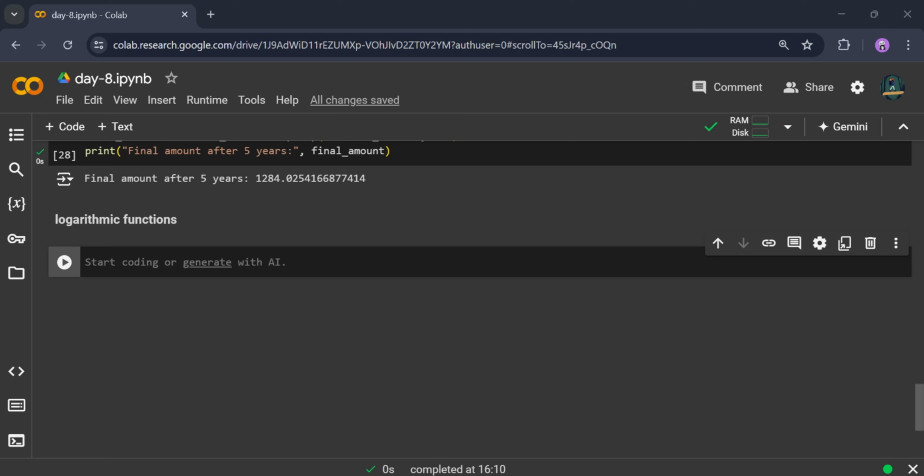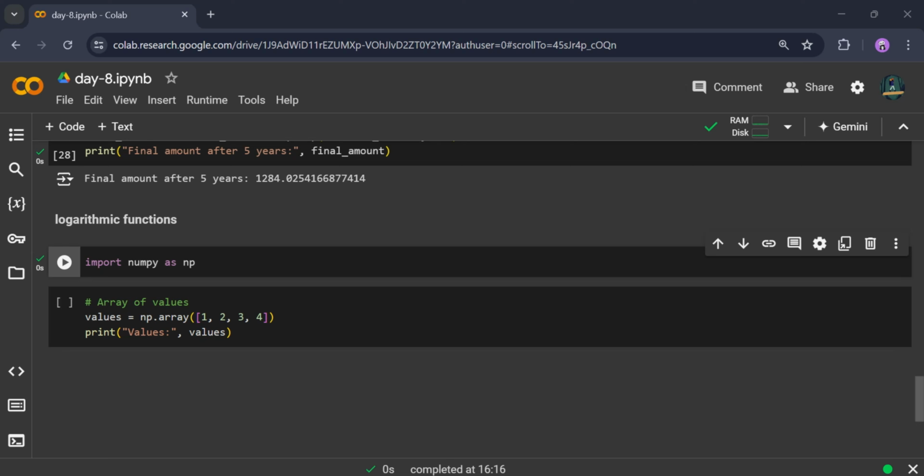Now let's move on to log functions. Logs are the inverse of exponential functions and are used to solve equations involving exponentials. NumPy provides several log functions for different bases. First, import NumPy as np. Then let's create an array of values on which we will apply log functions. Let's run this.